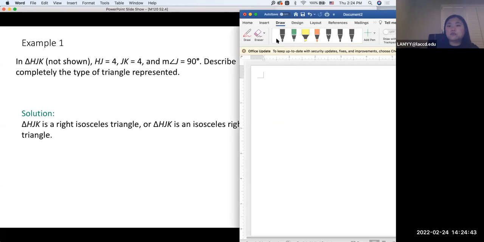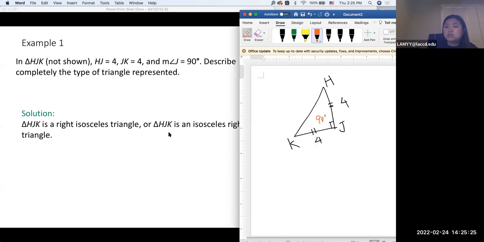You could try to sketch the picture. You know that's a 90 degree angle, so for sure the angle is going to look like this. And then based on the letters, this is going to be J, and this is H and K. Then HJ, this line, will be equal to 4. JK here is also equal to 4. So when a triangle has two congruent sides, we call this an isosceles triangle. And because one of the angles is 90 degrees, this is a right angle. So we call this an isosceles right triangle.